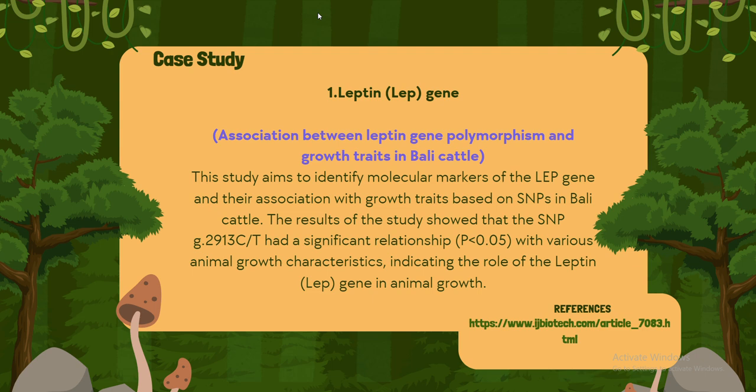This study aimed to identify molecular markers of the LEP gene and their association with growth traits based on SNPs in Bali cattle. The results of the study showed that SNP g.2913C>T had a significant relationship, P less than 0.05, with various animal growth characteristics, indicating the role of the leptin LEP gene in animal growth.